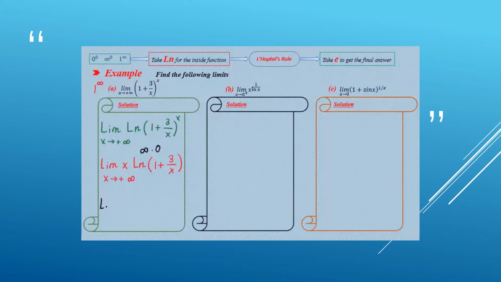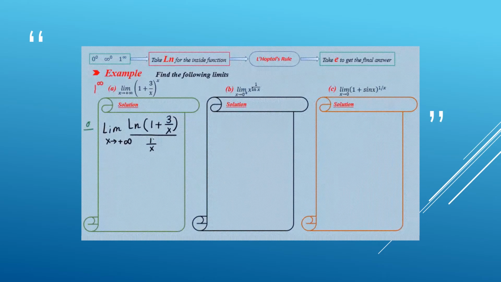So you will get limit of ln(1 plus 3 over x) over 1 over x when x goes to positive infinity. Now by direct substitution we have 1 plus 3 over infinity, so 1 plus 0, we have ln 1, so we have 0 divided by 1 over infinity, which is 0. So we can use L'Hopital's rule now.